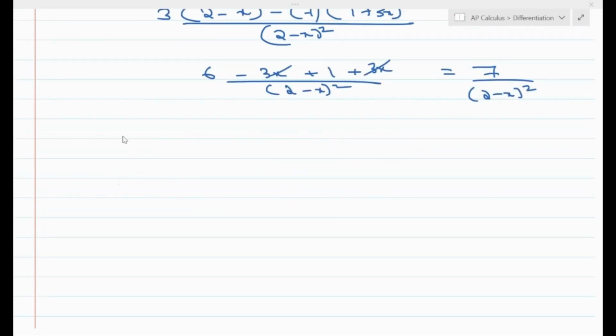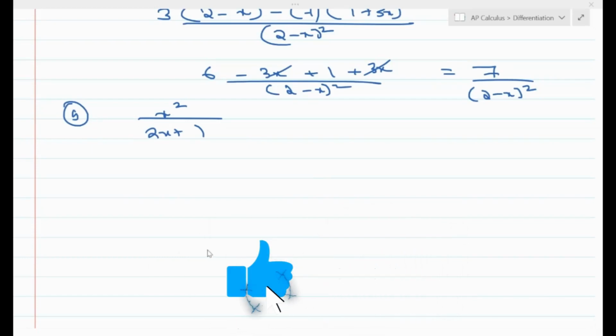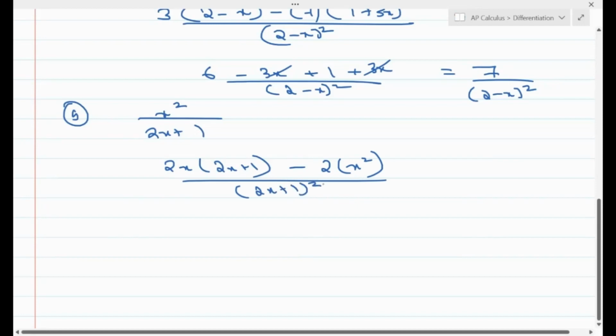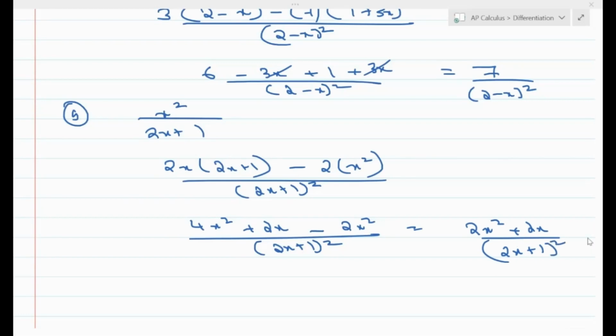The next question. So this is x square divided by 2x plus 1. So 2x times 2x plus 1 minus 2 into x square, divided by 2x plus 1 whole square. So this is 4x square plus 2x minus 2x square divided by 2x plus 1 whole square, which is 2x square plus 2x divided by 2x plus 1 whole square.